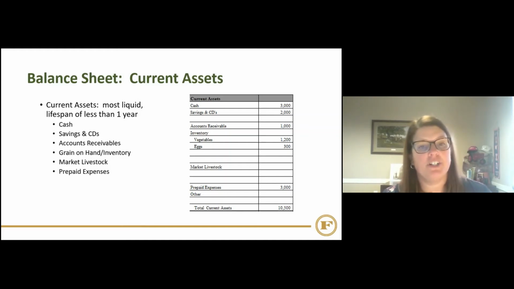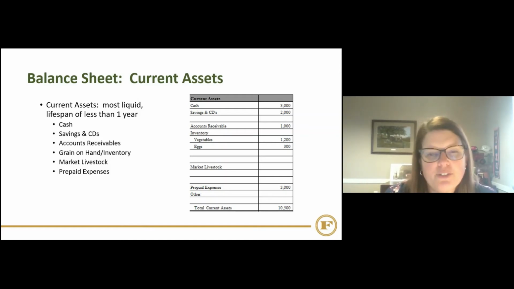Also included are your savings and CDs balances, savings account balances, accounts receivable, inventory, so that's any produce or grain you have on hand, your market livestock, that's the livestock you were planning to sell within the next 12 months, and the value of your prepaid expenses. If you look at the example on the right, you will see that even within the sections, the most liquid items are always at the top, and they become less liquid as you go down.